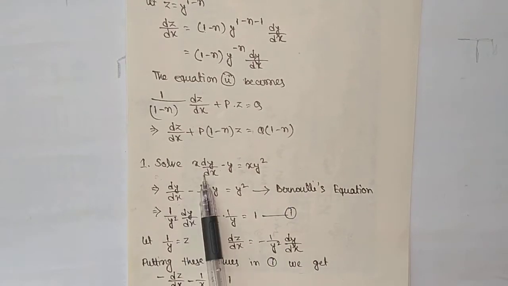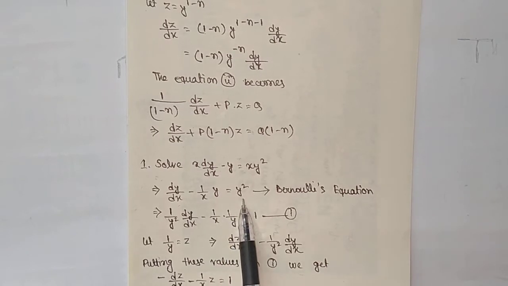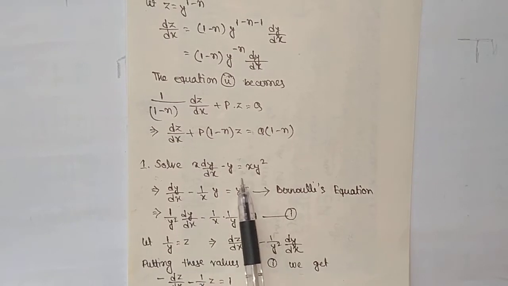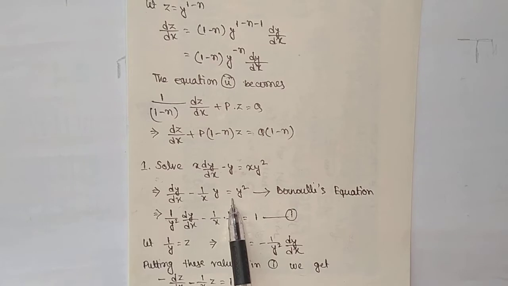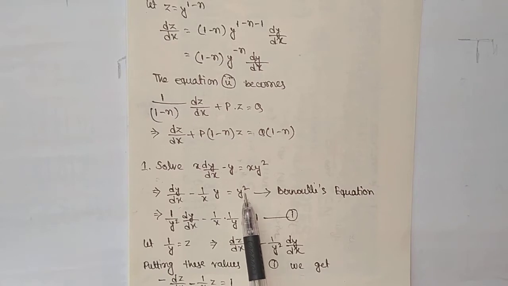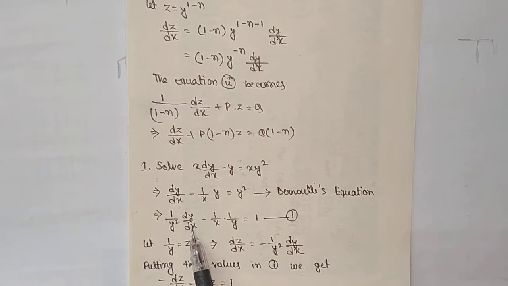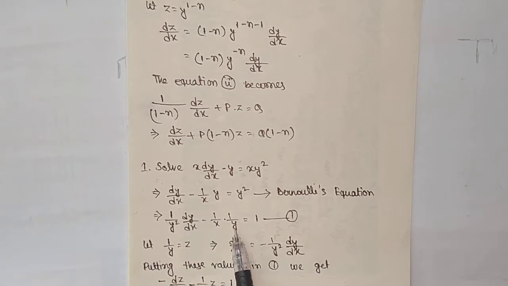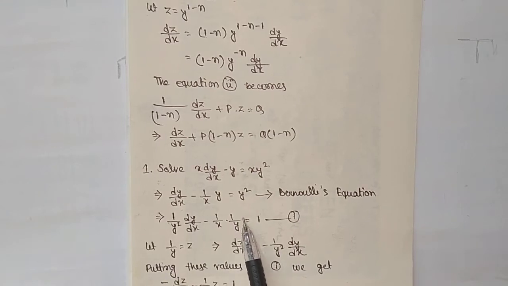First divide both sides by x, we get dy/dx - (1/x) y = y^2. Look carefully, this is the Bernoulli equation dy/dx + P y = Q y^n. Now we divide both sides by y^2, so we get (1/y^2) dy/dx - (1/x)(1/y) = 1. Mark it as 1. Now let us take 1/y as z, 1/y = z.